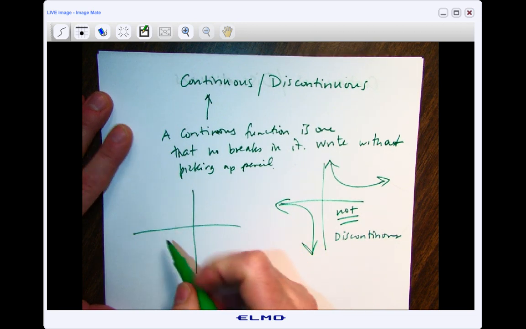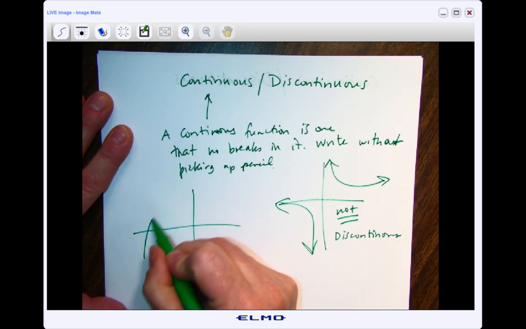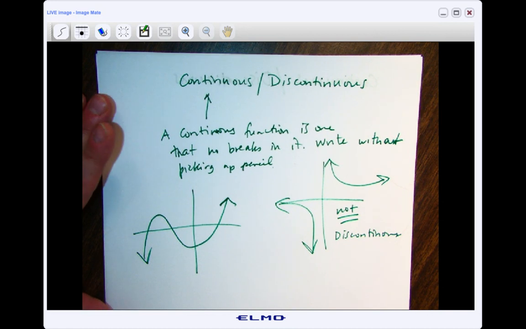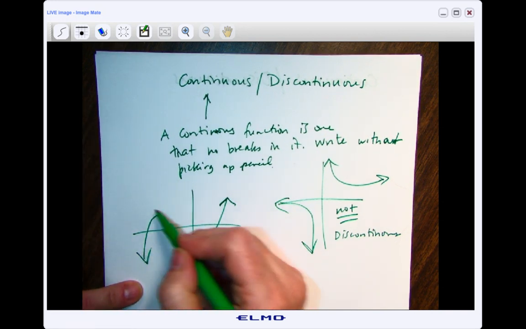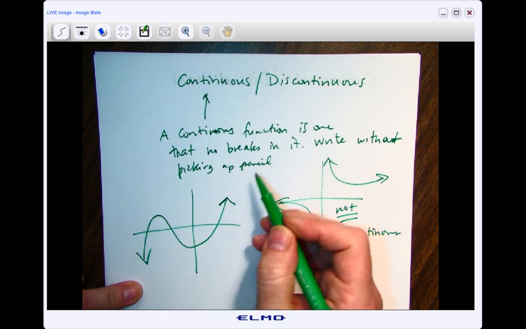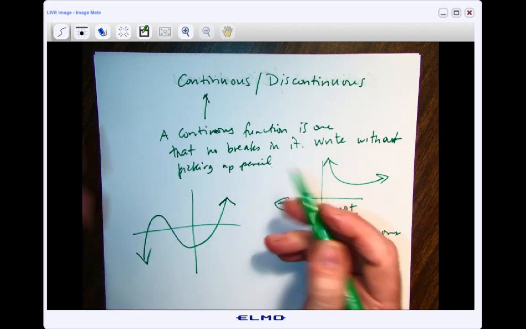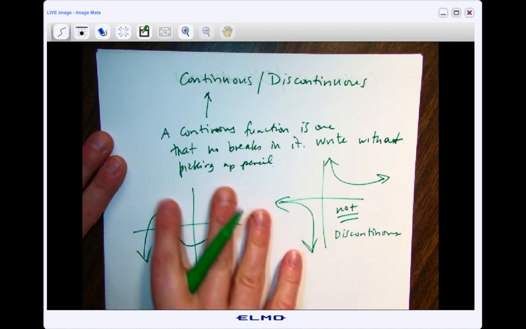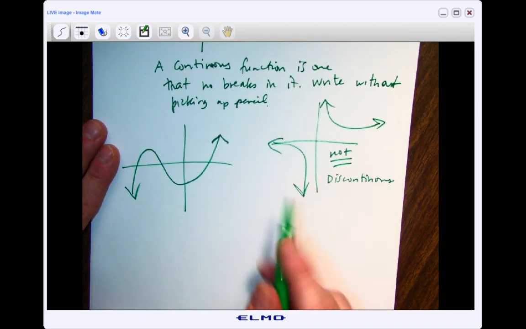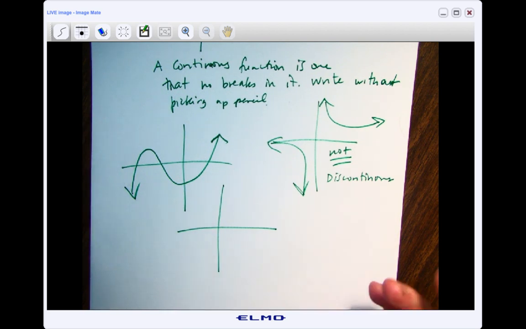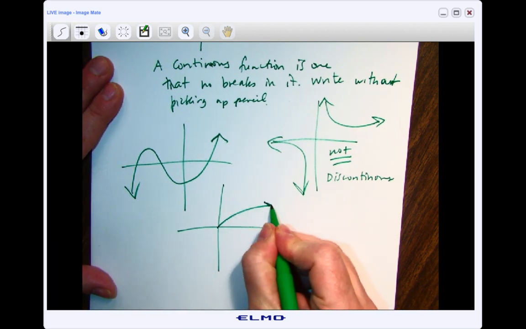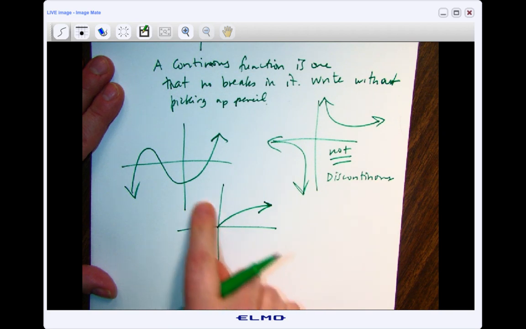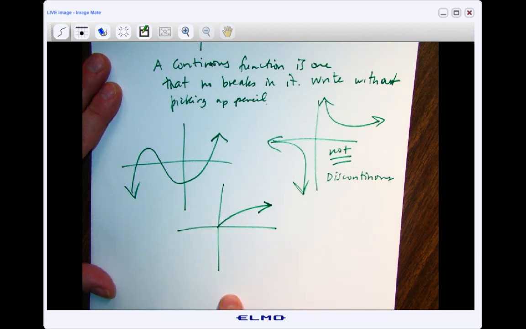But this one, however, something that looks maybe like our cubic function, would be continuous because I just drew it with one nice pencil mark. I didn't have to pick up my pen at all to draw the function. So continuous means I can draw it with one big pencil mark. Now the thing is, there starts to be a question about a function like this, where it has an endpoint and there's no graph over here. So is this function continuous?